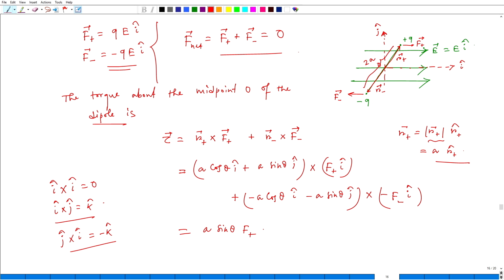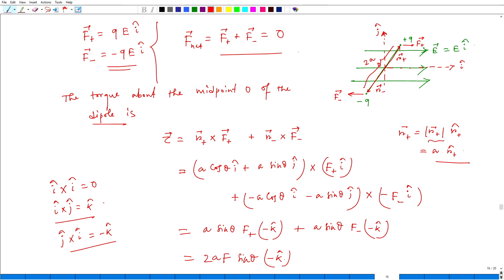Plugging into this, we get minus k cap, plus a sin theta for the other case. Similarly, again j cap cross i cap, so F minus, k cap. Both have the same sign, so the torque does not vanish. They add up, so 2 a F, since F plus and F minus have the same magnitude. So, 2 a F times sin theta times minus k cap.